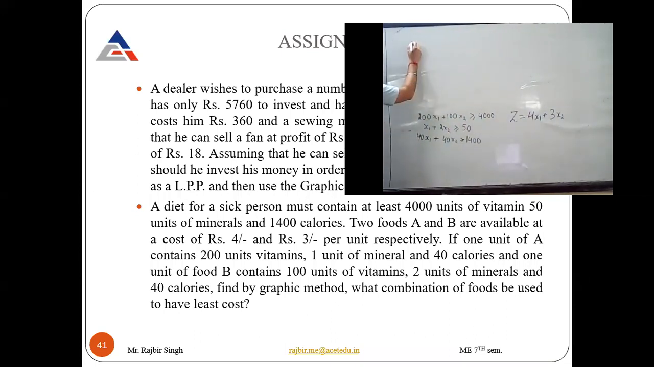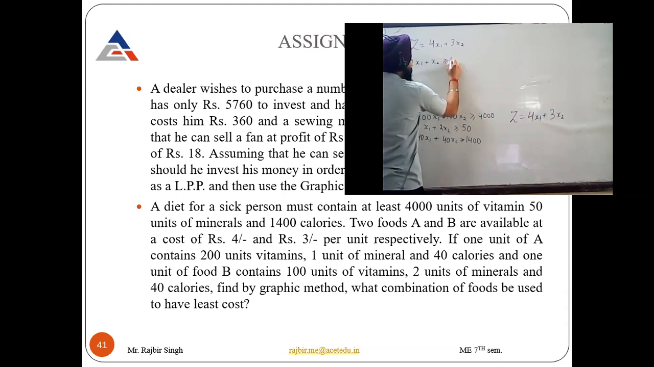So z will be equal to 4 into x1 plus 3 into x2. We have to minimize this value and it is subjected to constraints. 200 into x1 plus 100 into x2, this must be greater than or equal to 4000. In this equation, 100 will be a common term. So this equation will become 2 into x1 plus x2. This will be greater than or equal to 40.